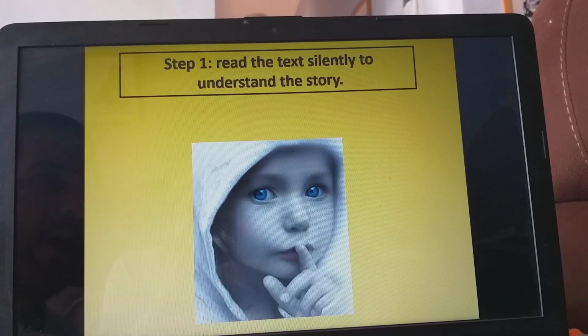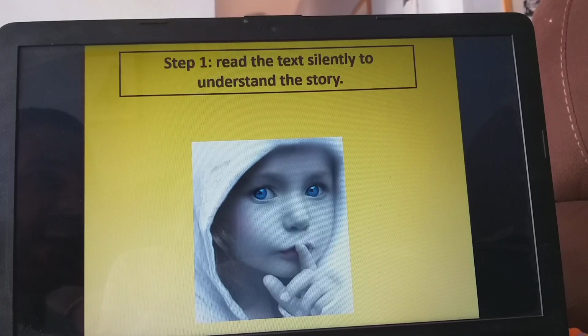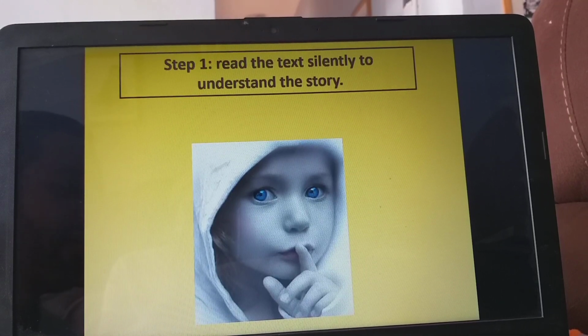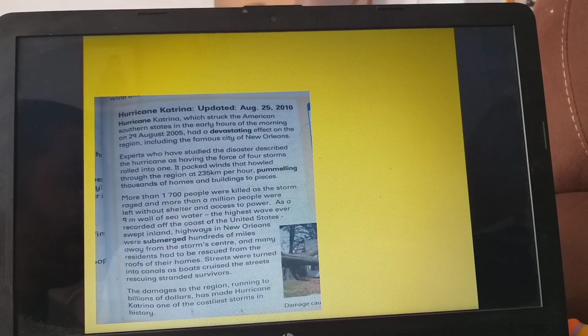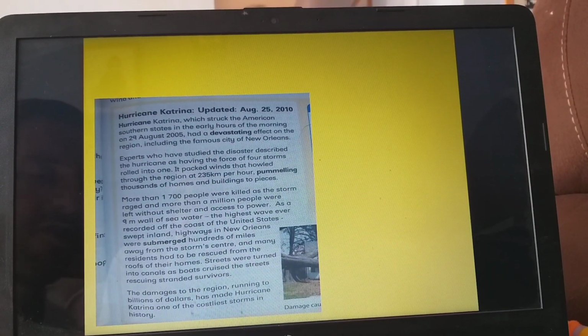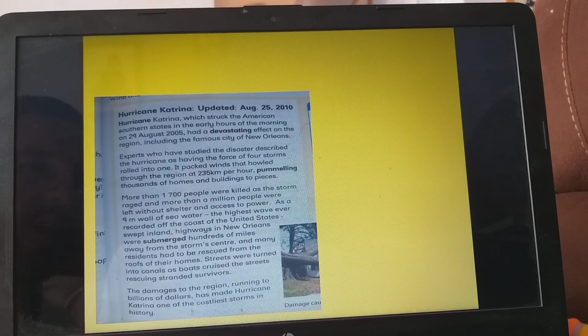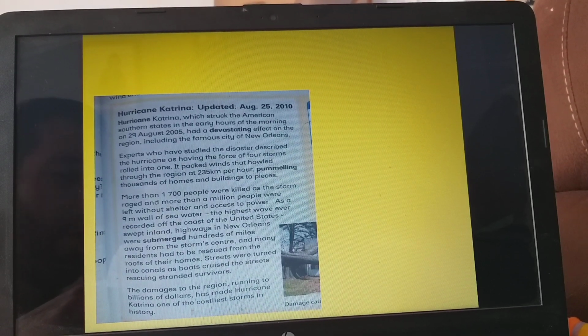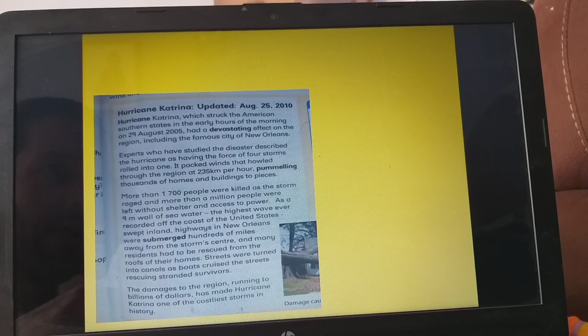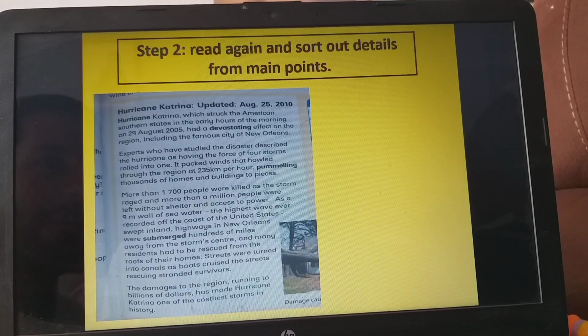Step 1. I suggest you read the text silently to yourself so that you understand the story. That's really important. So there, for example, is our text. All right. As you can see, it's got lots of details in there. All right. So you're going to read that quietly to yourself a couple of times if you need to make sure you understand what this text is actually trying to tell you. All right. And then you move on to step 2.